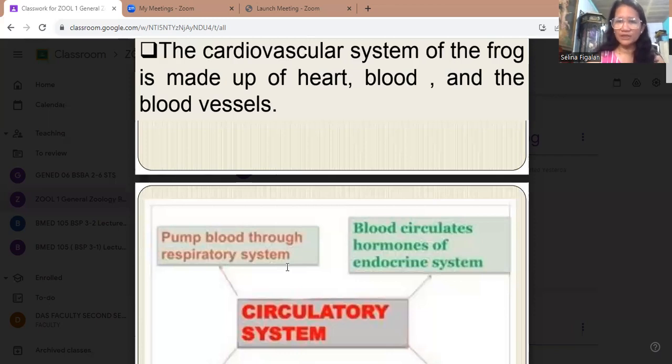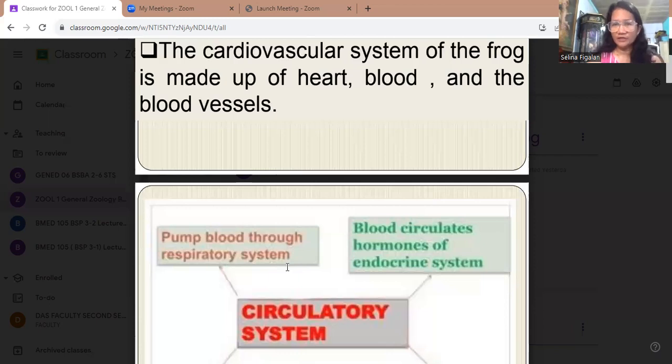Blood circulates hormones of the endocrine system. We did not tackle the endocrine system because it goes together with our nervous system, but it is not very sad. Why? Because in your biochemistry and human anatomy, the endocrine system is already there. The nervous system and the endocrine system are important in psychology. Blood circulates hormones. Why? Because if you remember your lesson in introduction to psychology, hormones are produced along the bloodstream. So they are in the blood vessels where the blood is present.